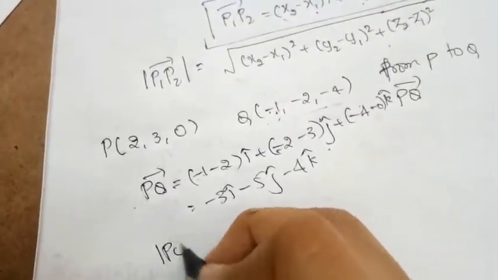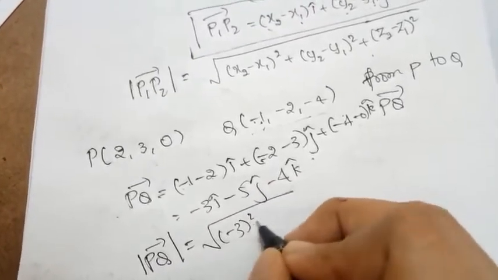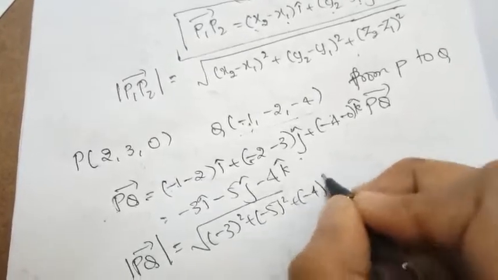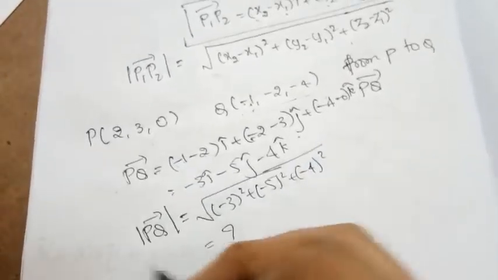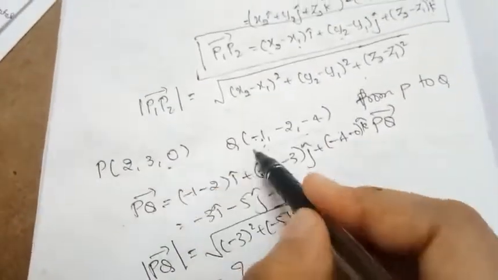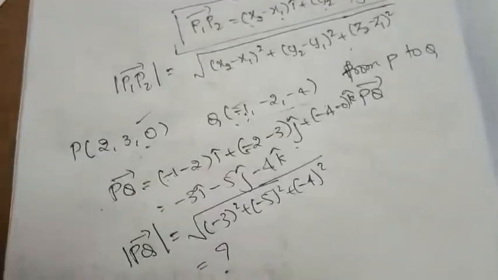Suppose they ask for the magnitude also, then just take the square root of the sum of the squares of those components and find the value. You will get the magnitude of this vector. So this is how we solve when we are getting the vector when they have given the 2 points.